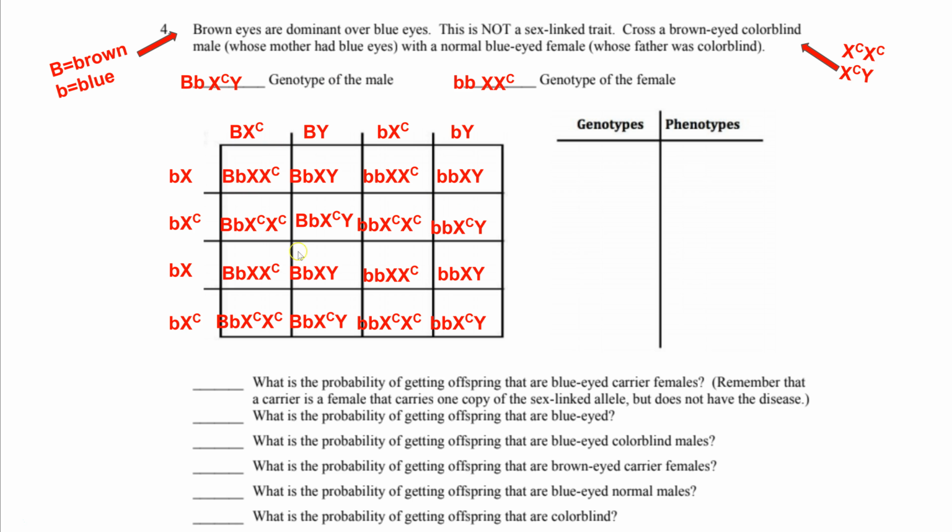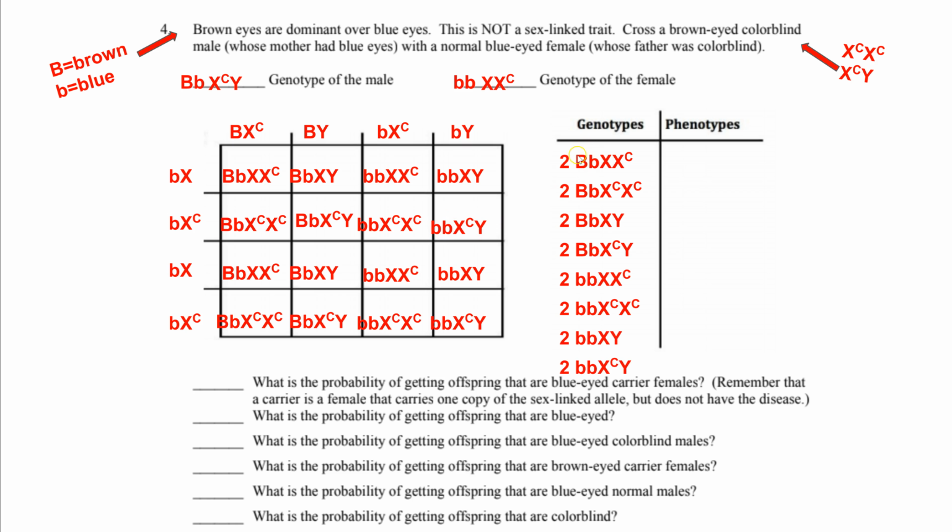So I'm just going to start going here. My first genotype I see is big B, little b, X, XC. And I see 2 of those. And then I see big B, little b, XC, XC, and I see 2 of those. Then I see big B, little b, XY, 2 of those. And I see big B, little b, XCY, and I see 2 of those. Now we have our little b's. I see little b, X, XC, 2 of those. Little b, XC, XC, 2 of those. Little b, XY, 2 of those. Little b, XCY, 2 of those. So our genotypic ratio is 2 to 2 to 2 to 2 to 2 to 2 to 2 to 2.